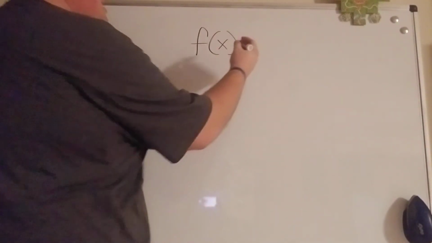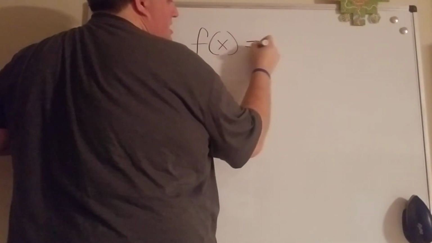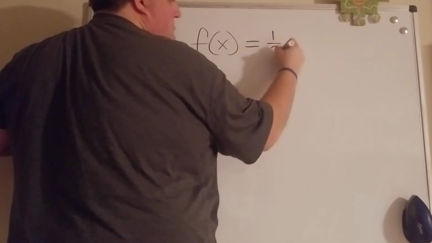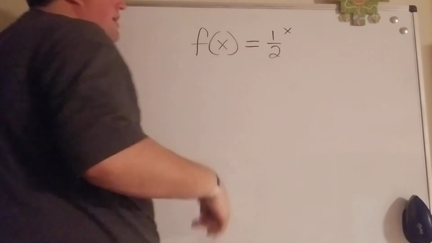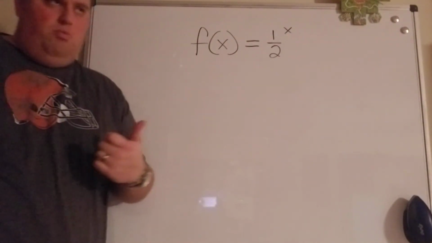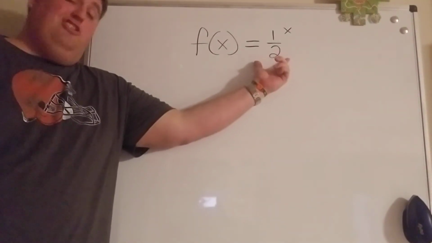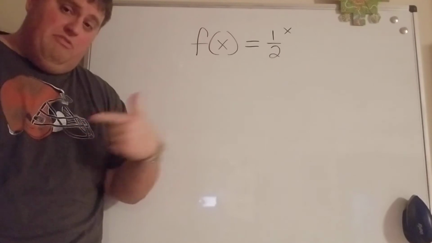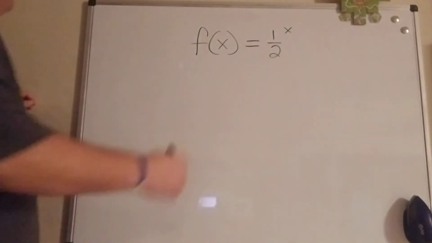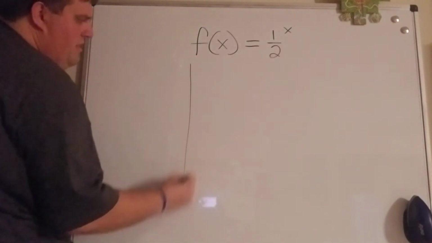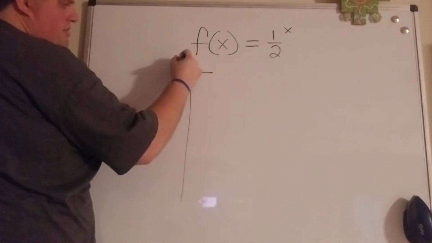So let's say we had the parent function for exponential decay, I would say, is y equals, or f of x equals 1/2 to the x power. So if this number is a fraction, if it's less than 1 but greater than 0, we're going to see our numbers decreasing. So to kind of show you what that'll look like, right?